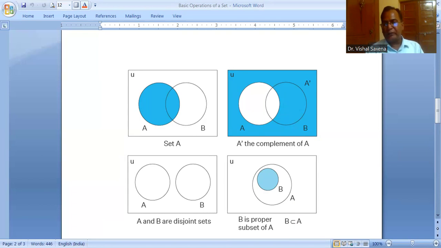Now the fourth diagram, where a set A is given and set B lies entirely inside the set A, and the universal set U is given. So what it shows here, the blue region in the fourth diagram is the set B, and it is showing the proper subset. B is the proper subset of set A.